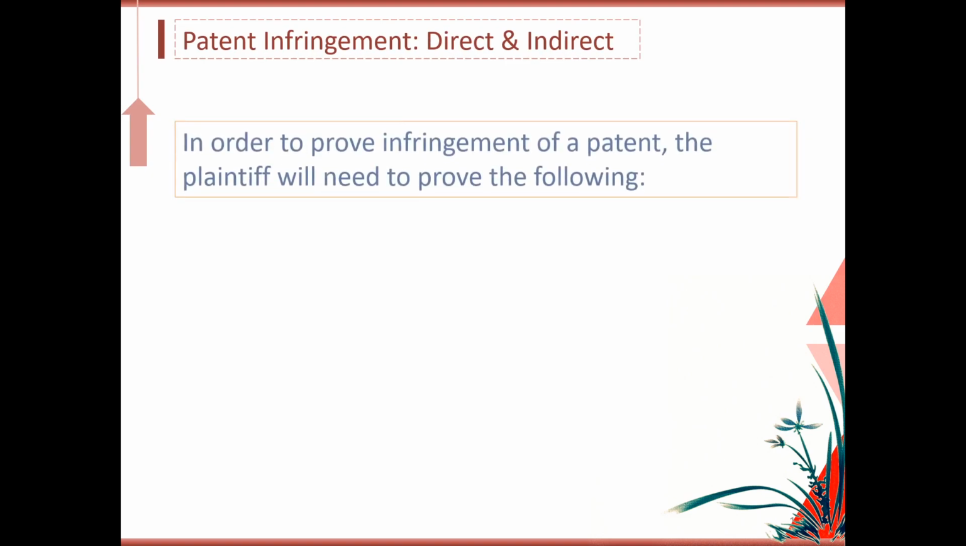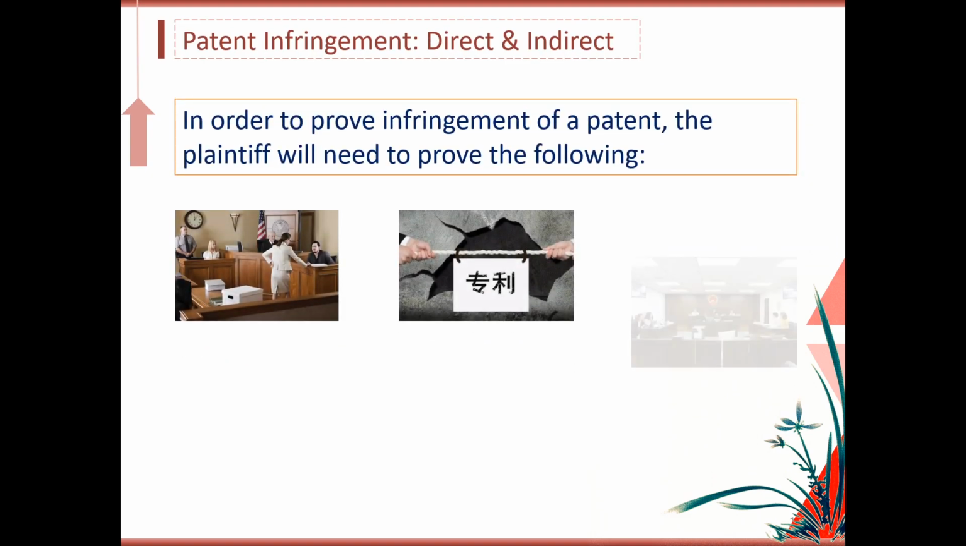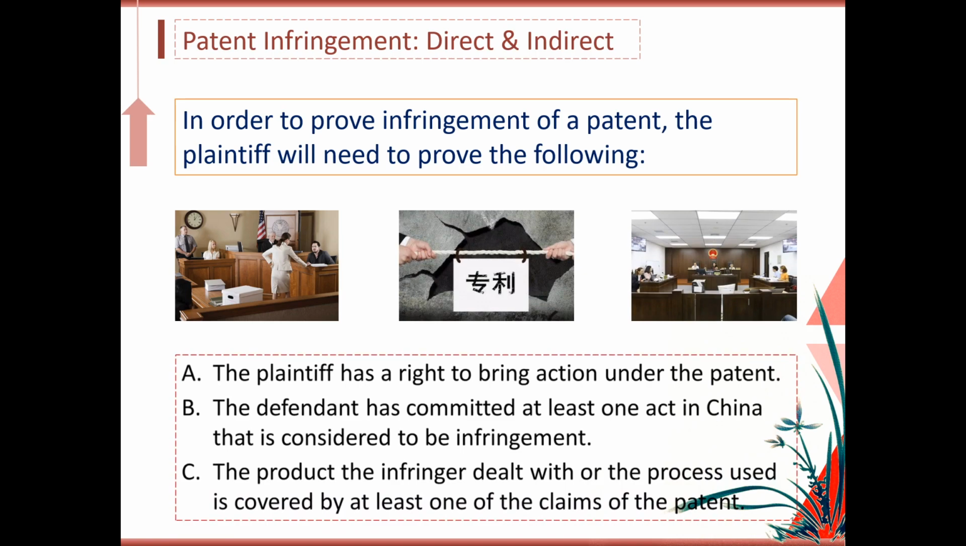In order to establish patent infringements, a plaintiff must prove the following three facts. Number one, the plaintiff has a right to bring action under the patent. There is a case infringing patents, but not anyone would have the right to bring the infringer in front of the court.